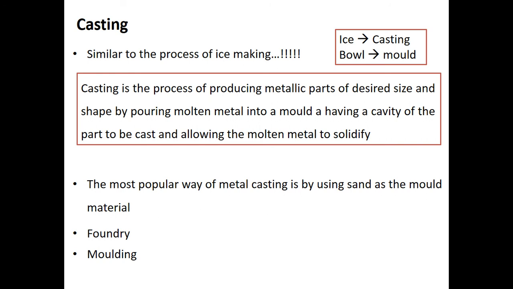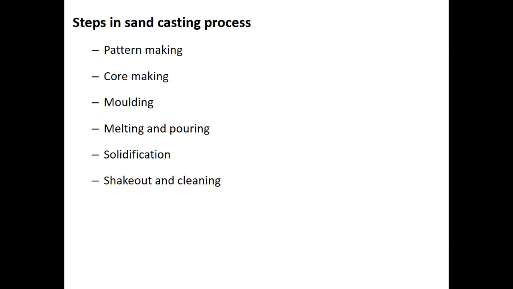Now, you know what is meant by a molding process. You know how to make the molding. What is molding? For example, what is sand molding? You have done it, isn't it? The process of making mold using sand is called sand molding. Now let's see what are the different steps in a sand casting process.